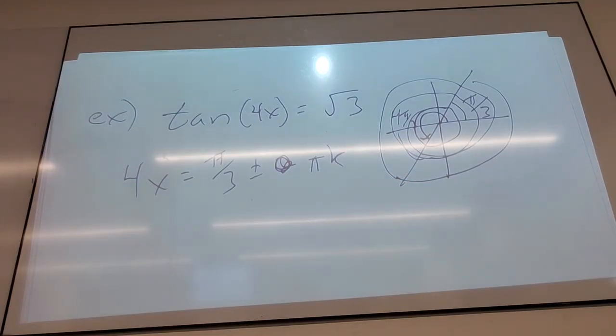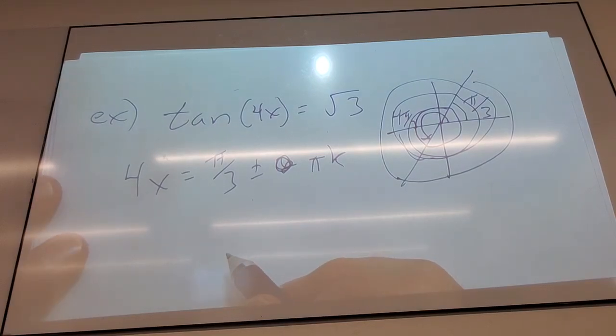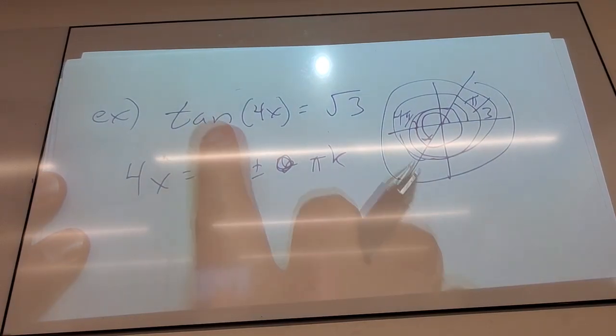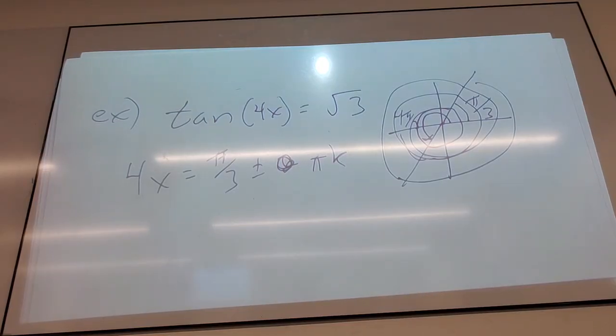And again, you expect that because tangent's period is pi. So is tangent usually with these questions just pi k? Yeah, most of the time tangent's gonna be plus or minus pi k. Most of the time sine and cosine will be plus or minus 2 pi k. What if I give you secant, cosecant, or cotangent? I'll show you.